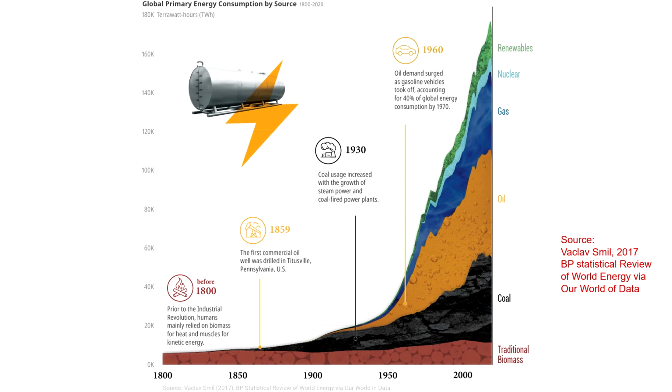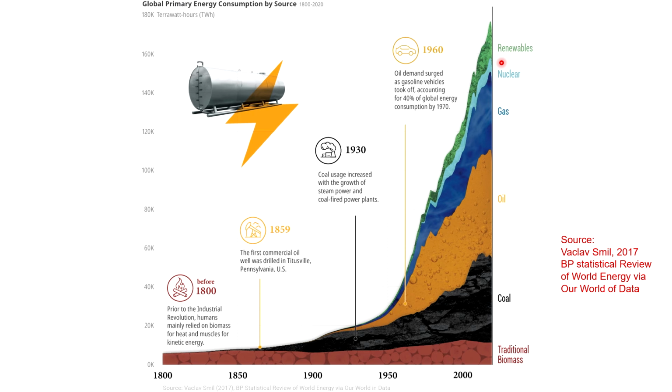In about 1859, the first oil well was drilled in the US. In 1930, coal usage increased because of the growth of steam power and coal-fired power plants. You can see that there is a rapid increase in coal as it is happening from here to here. And then from 1900 onwards, you can see there is also a rapid increase in oil, and somewhere we also discovered gas, and this gas consumption also started increasing. So you can see that the consumption of traditional biomass remained nearly constant, but consumption of coal, oil and gas kept on increasing with time.